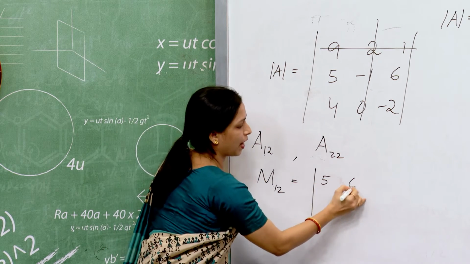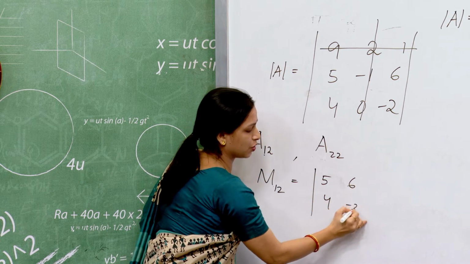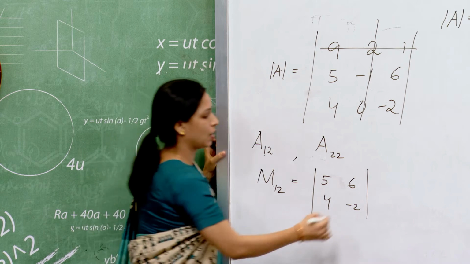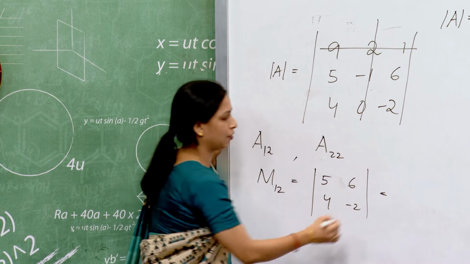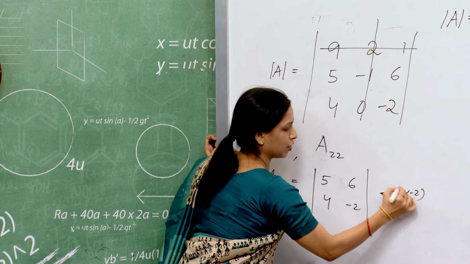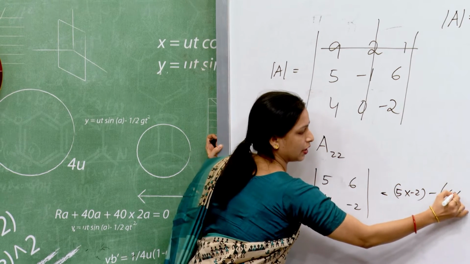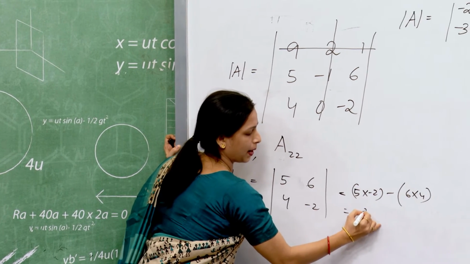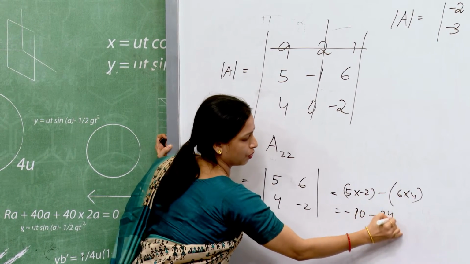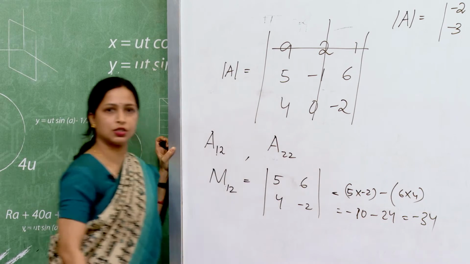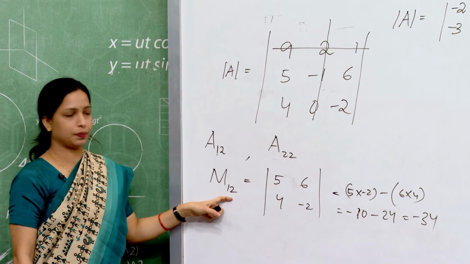We get 5, 6 and 4 and minus 2, right. So, what is the value that we get? 5 into minus 2 minus 6 into 4. So, we get minus 10 minus 24, we get minus 34. So, this is the minor of 1, 2, right.